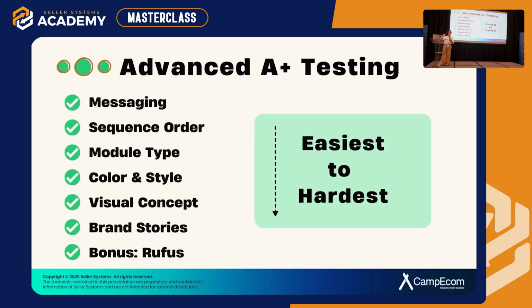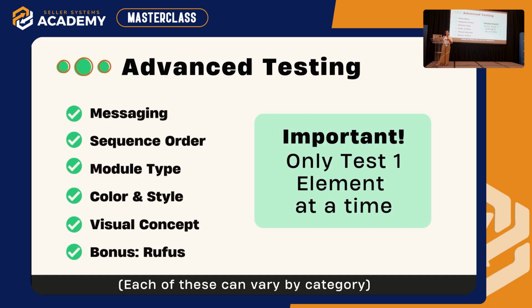So I'm going to share some wins that are easiest to hardest, in my opinion, and where I would start and end. So starting with messaging, ending with brand stories. And again, only test one thing at a time. If you have split up parent ASINs, you can test across multiple ASINs at a time, but on one listing, you want to be testing one thing at a time. You can test on your variations in addition to your parent at the same time. Just make sure it's the same thing that you're testing.